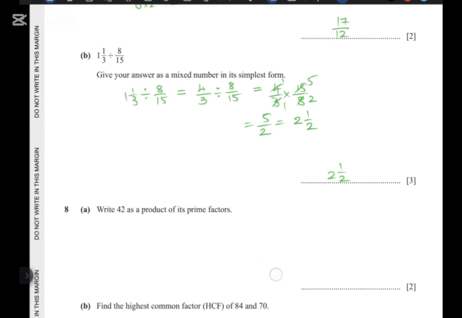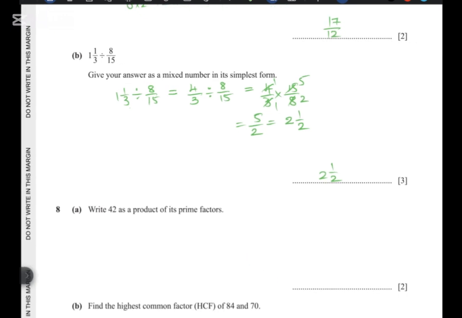Write 42 as the product of its prime factors. So for finding the product of prime factors, you can use this method. 2 times 21 is 42, 3 times 7, 7 times 1. So 42 is 2 into 3 into 7. This is the answer, 8a.